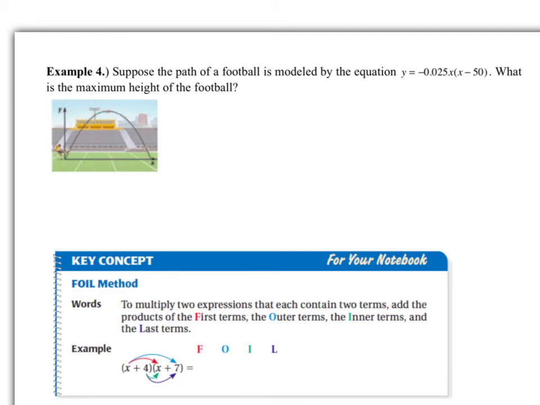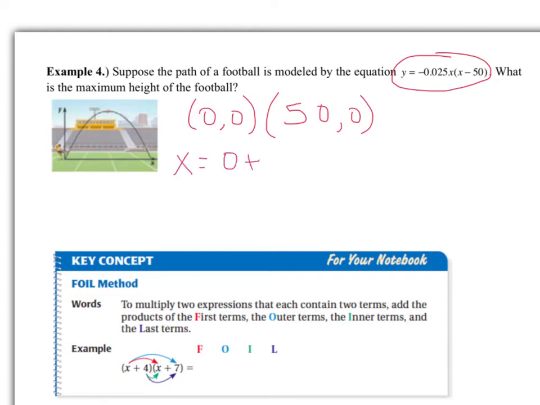Well, before we find the y value of the vertex, we have to find the x value of the vertex, which means we need to know the x-intercepts. This is in intercept form, which is why I'm searching for my x-intercepts first. So here we have x on the outside of that quantity as a factor, so one of our x-intercepts is 0, 0, and you can actually see that in the picture. And the other one is 50. That's your q value, 50, 0. So to find the x value of the vertex, you add the x-intercepts, 0 plus 50, and divide by 2, and you should get 25.